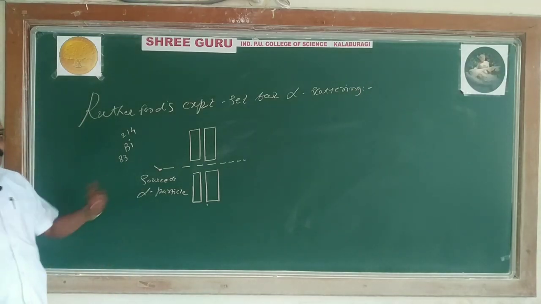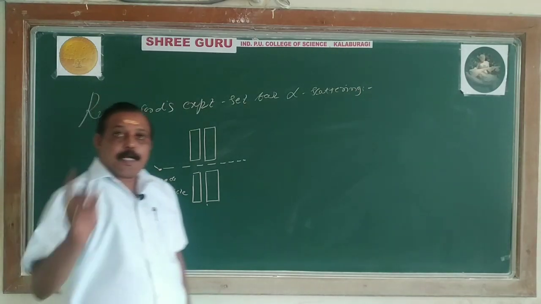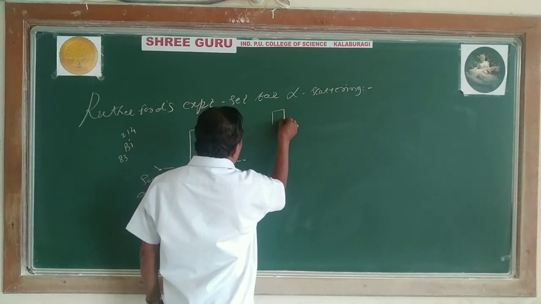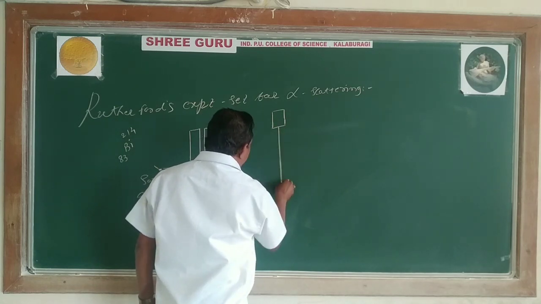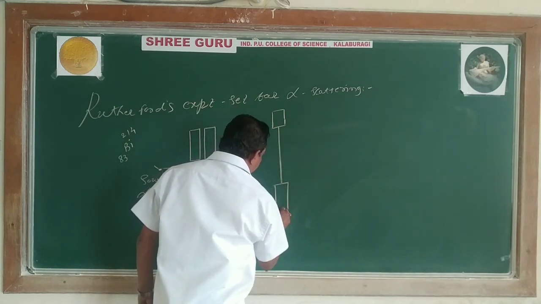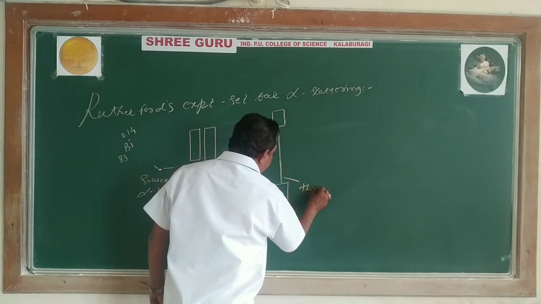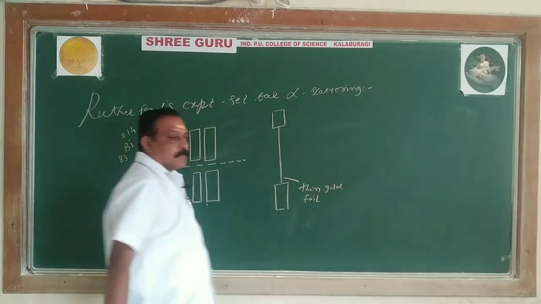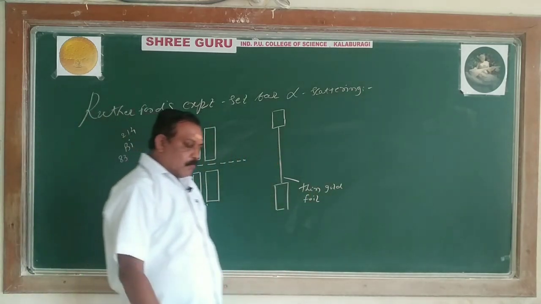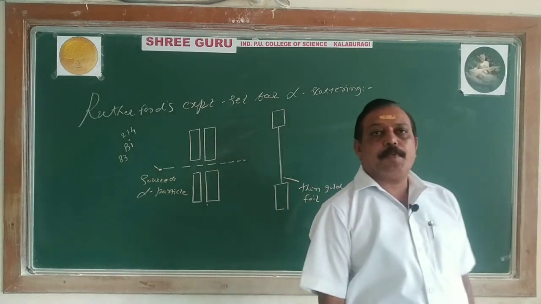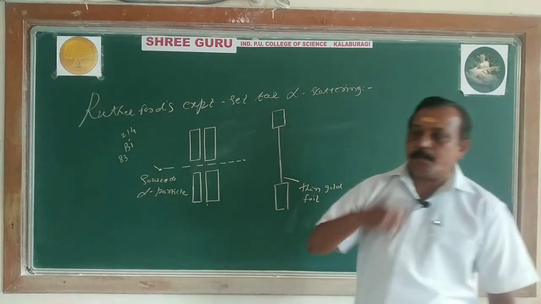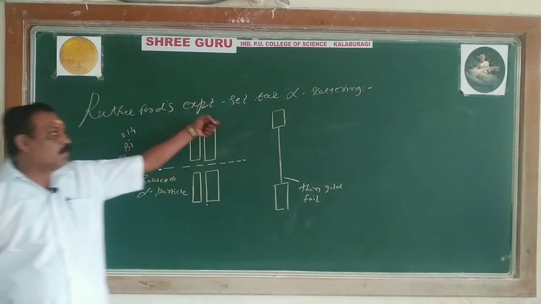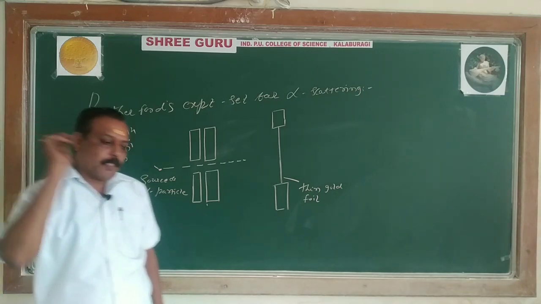And these alpha particles are made to pass on a thin gold foil. What is the size of that gold foil? 0.21 micrometer, or 2.1 times 10 to the power minus 7 meter. The thickness of the gold foil is 0.21 micrometer, that much thin.